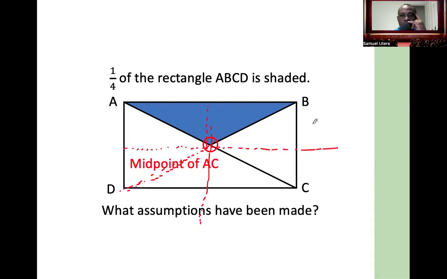So 2/8. If we simplify it, remember 2 and 8 are in the 2 times table. So we can simplify this fraction. We can say, let's divide 2 by 2 because 2 is in the 2 times table, that's 1. And then let's divide 8 by 2, and that's 4. So a quarter is actually shaded. So the assumption we've made is that this is the midpoint, which means we should be able to split the rectangle into 8 equal parts, which means that we have shaded a quarter.